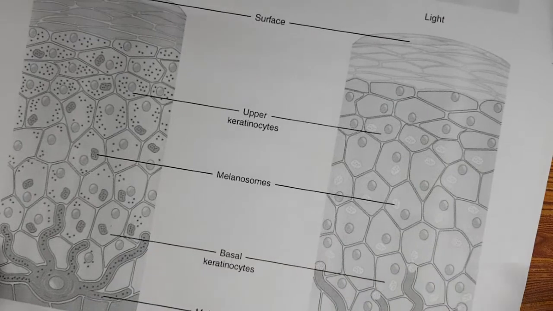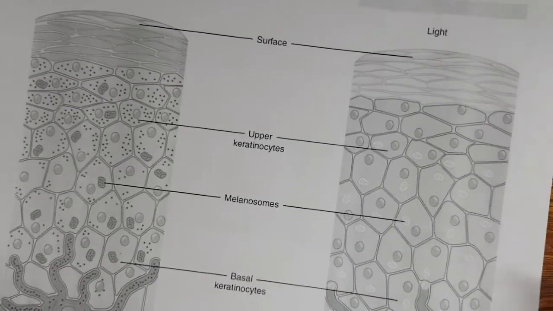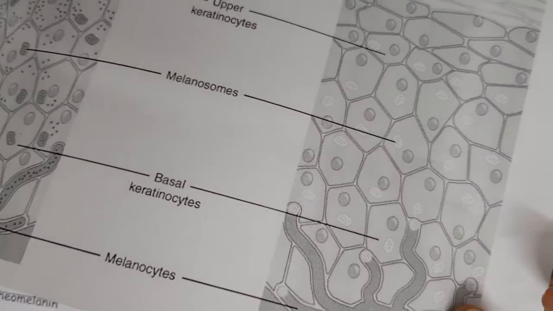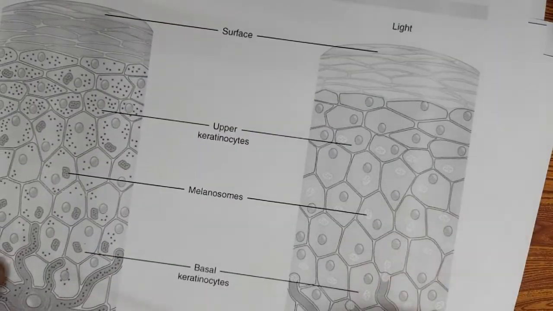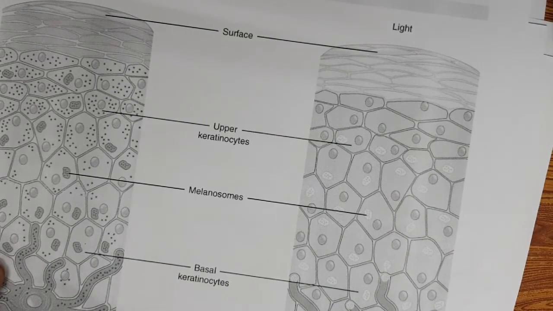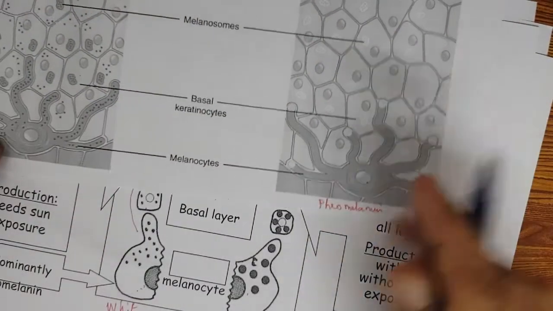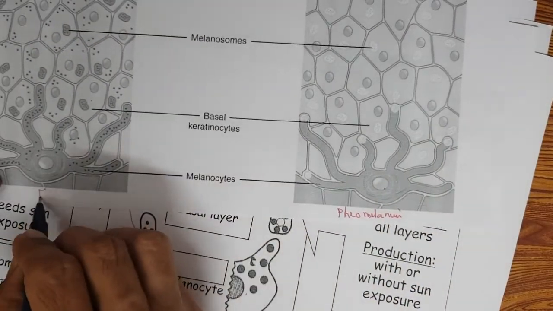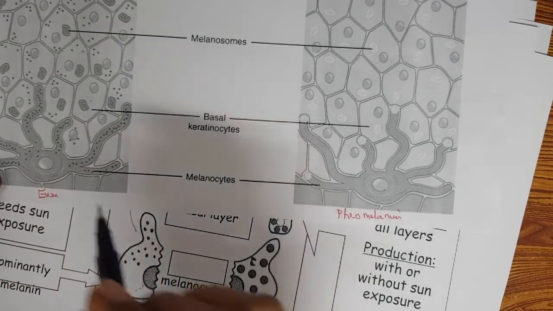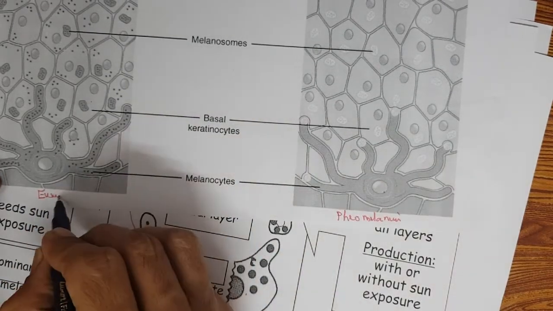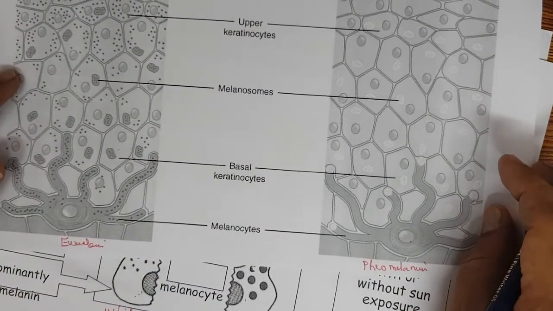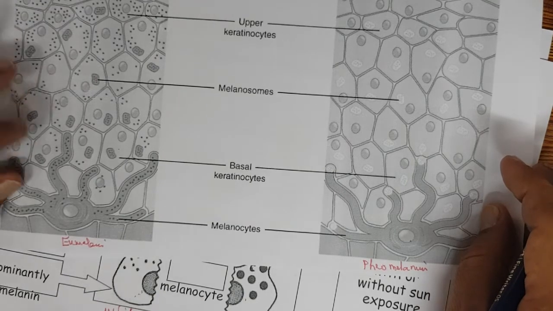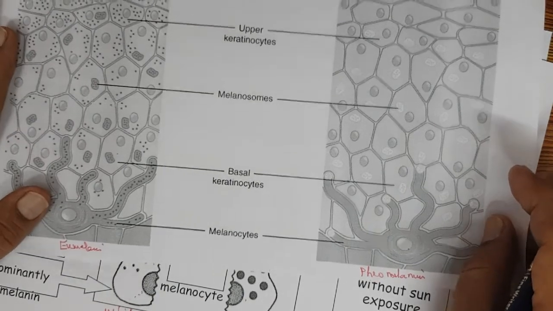Sorry, this is pheomelanin, okay? This is pheomelanin, this is eumelanin. See, when you see eumelanin for dark skinned people, it is very strong, it doesn't degrade at all.